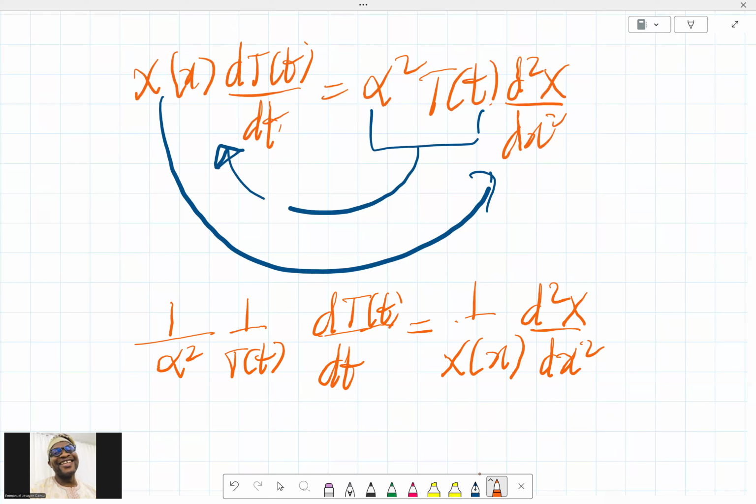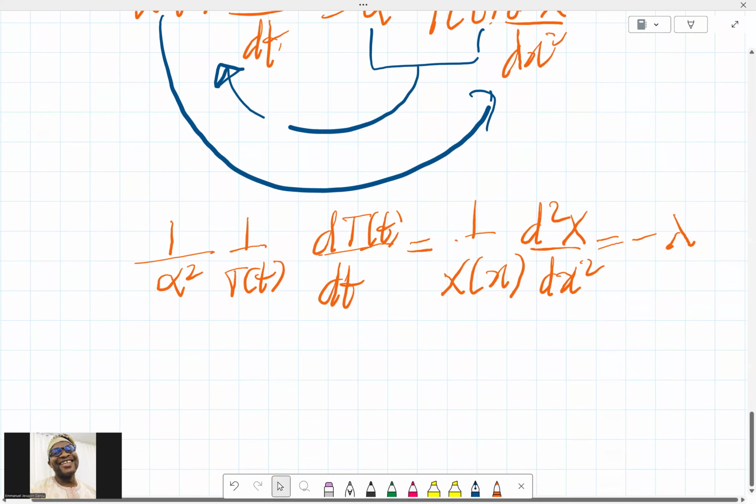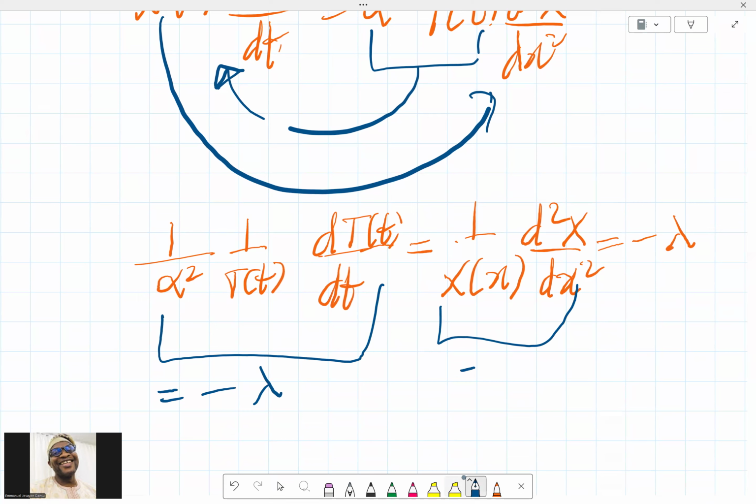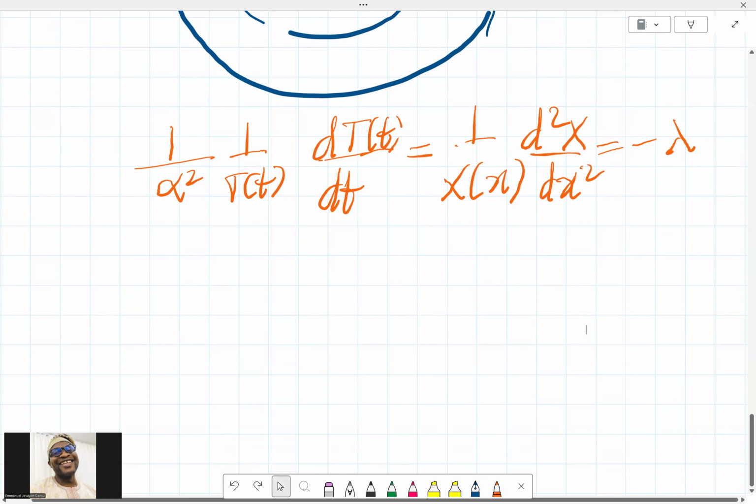So if we take this as some kind of constant, say equal to minus lambda, so we equate it to one particular thing. So we take it to be equal to minus lambda. So it means we can equate this to minus lambda, and we can also equate this to minus lambda. That's why we have this minus lambda here. Okay. So now because everything is neatly separated, we can take them separately.